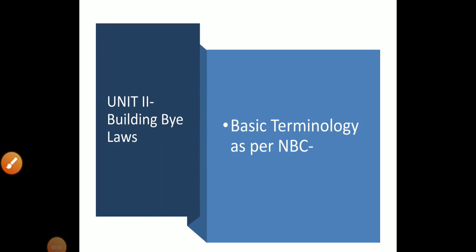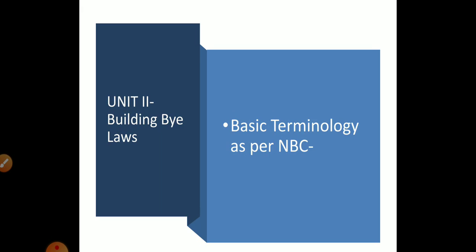Welcome my dear students. In the previous lecture we discussed the basic terminologies as per the National Building Code. In that we discussed what is access, what is alteration, what is approved balcony, basement or cellar, what is building height as per the National Building Code, what is building line, what is carpet area, what is chajja, what is chowk or courtyard, what is the covered area, and also what is a detached building and the rule for a detached building.